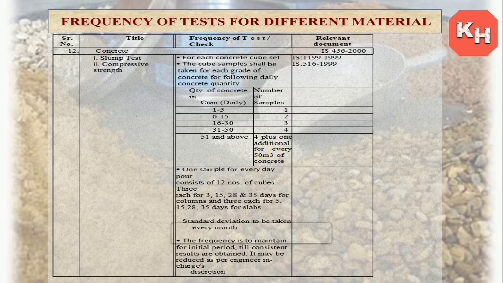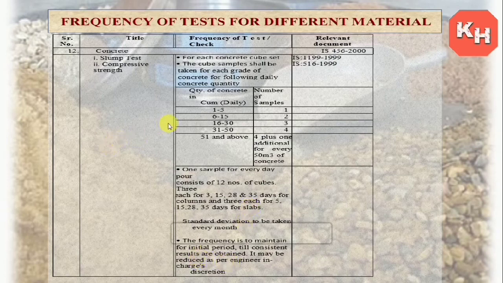Please remember that for one sample, 6 cubes are considered. For one sample, every bar consists of 12 cubes. There are 3 each of 7, 14, 28, 35 days for columns and 3 each of 7, 14, 28, 35 days for slabs. Standard deviation is to be taken every month. The frequency is to be maintained for the initial period till consistent results are obtained. It may be reduced as per engineer in charge decision.